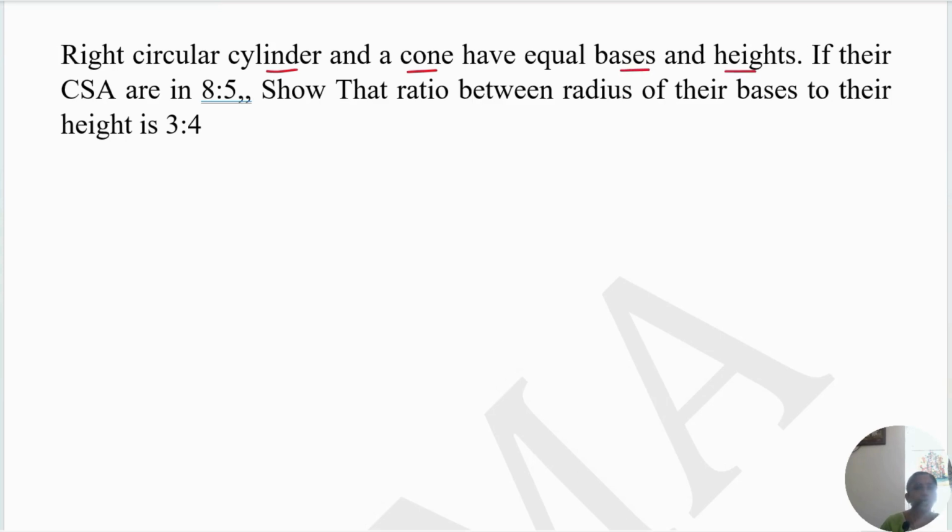If their CSA are in the ratio 8 is to 5, then the ratio between the radius of their bases to their height is 3 is to 4. So we have to show this. Here we are involved with two structures. For the cylinder, radius is r and height is h. And for the cone, radius is r and height is h.